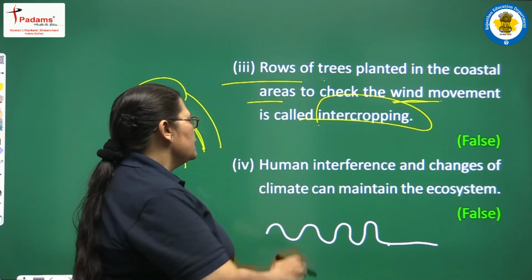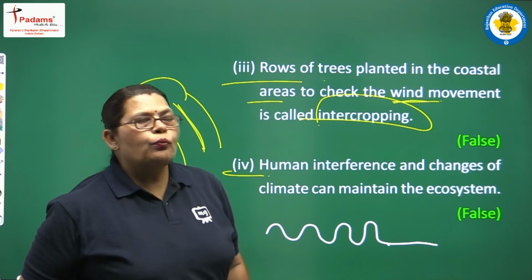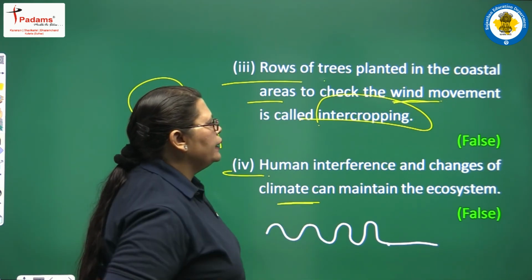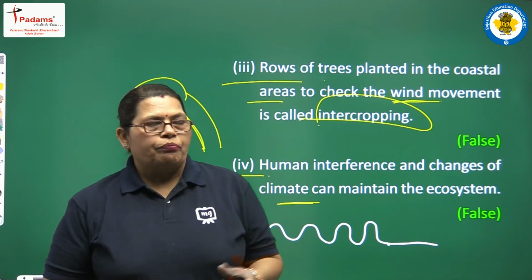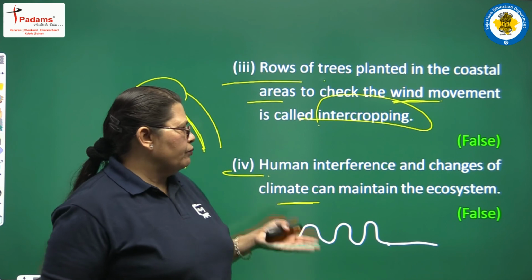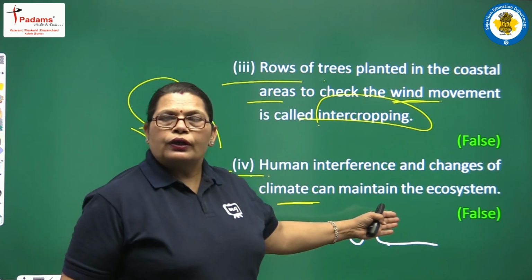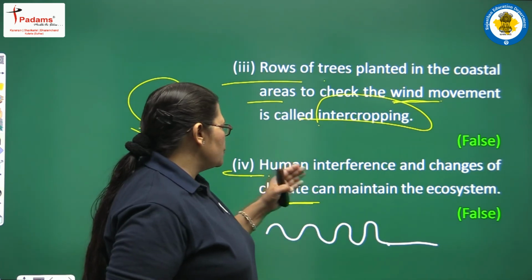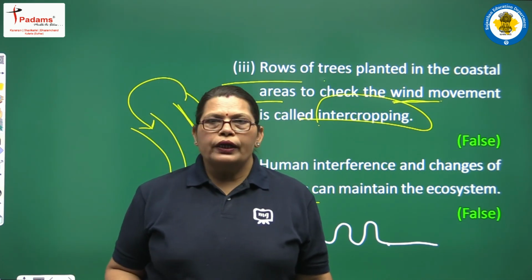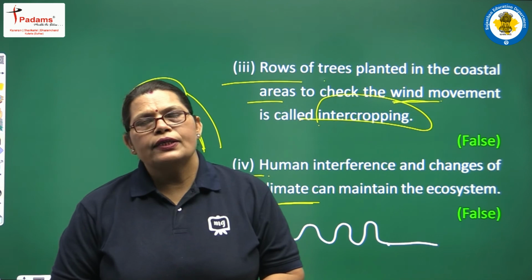Our last point here: human interference and changes of climate can maintain the ecosystem. This one is totally false. How does human interference maintain the ecosystem? How do changes of climate maintain the ecosystem? No, not at all. So this answer is false.